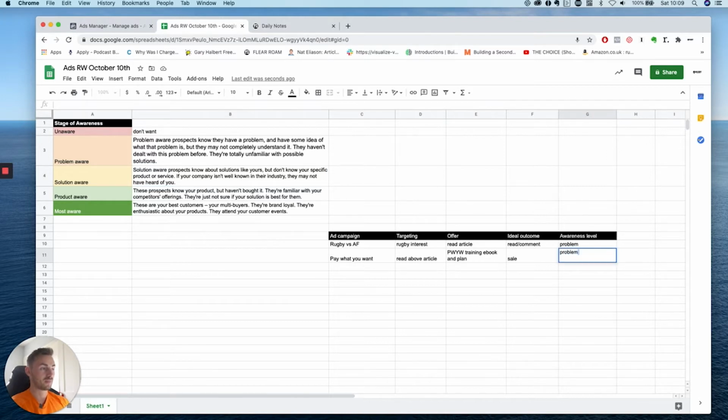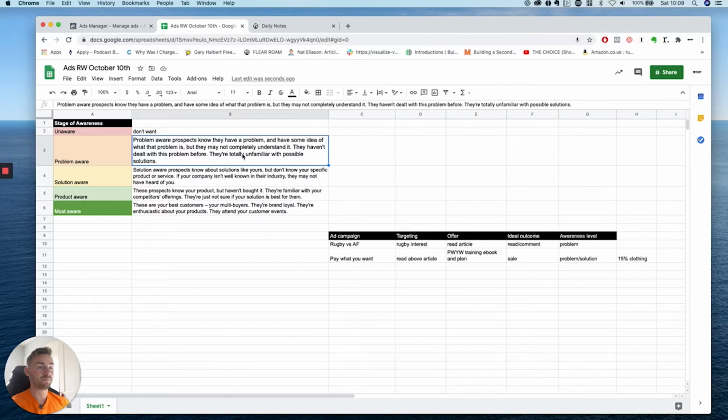So we want to get people into purchasing this plan, because it does give them 15% off our clothing as well, right? So they're going to buy the pay what you want, do the training plan, look into the brand more. They're going to realize we sell clothing. They're already problem aware. There's no brand that gives them really good rugby clothing, and now they're going to be solution aware.